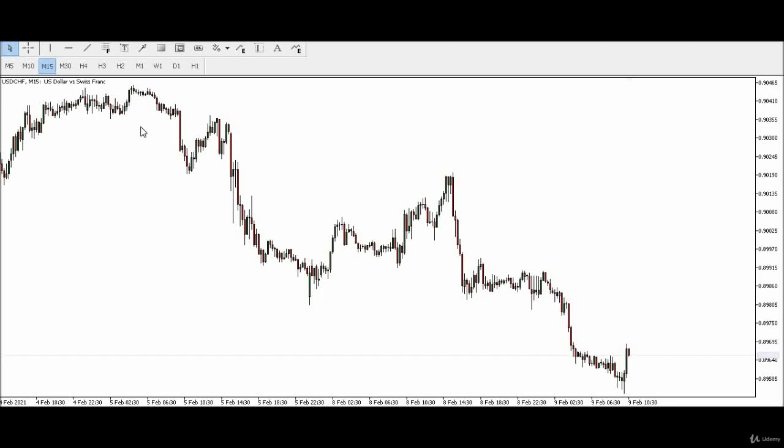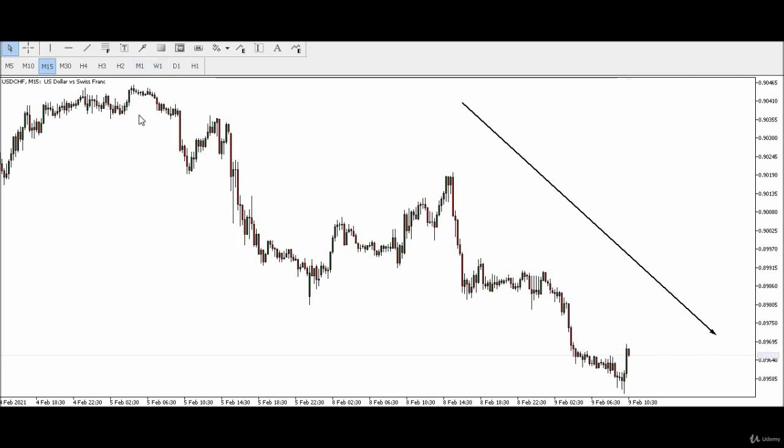Start with US dollar Swiss franc on the minute 15 time frame. We see that on this time frame it's in a downtrend, and we see this big green candle, so it means the buyers are strong right now. But as we are in a downtrend, there are also sellers that are strong, so we can trade in any way we want because they are equal somehow.